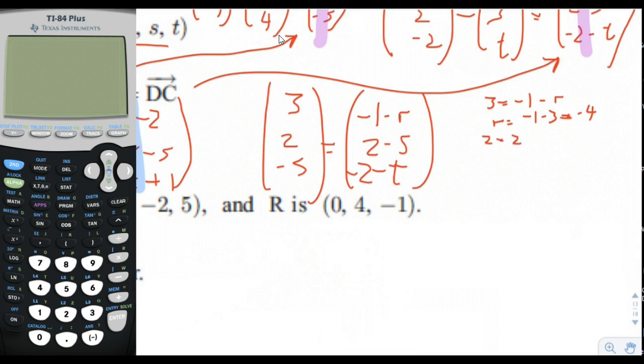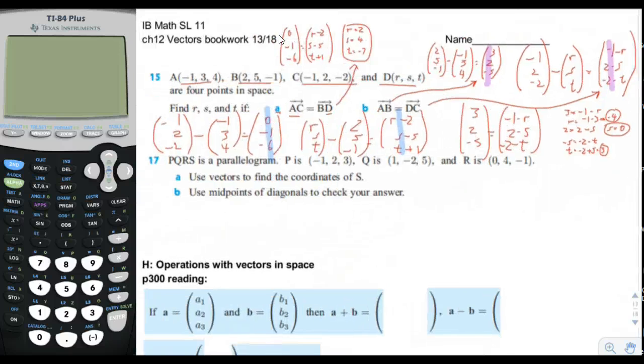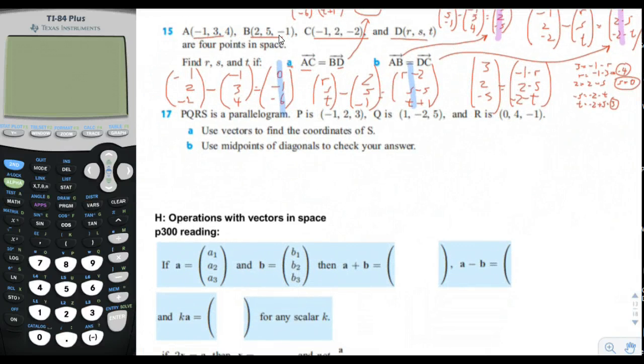2 equals 2 minus S. So that means S is equal to 0. -5 equals -2 minus T. So T is equal to -2 plus 5, which is equal to 3. So T is equal to 3. Okay, so we found the values for RST for part B also.